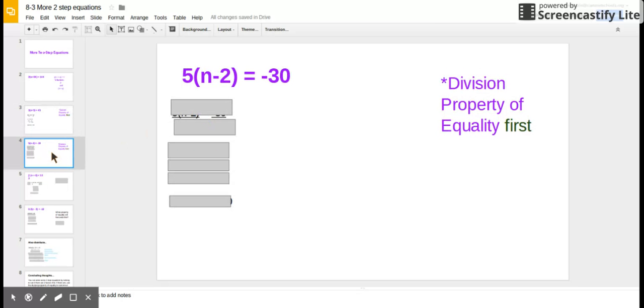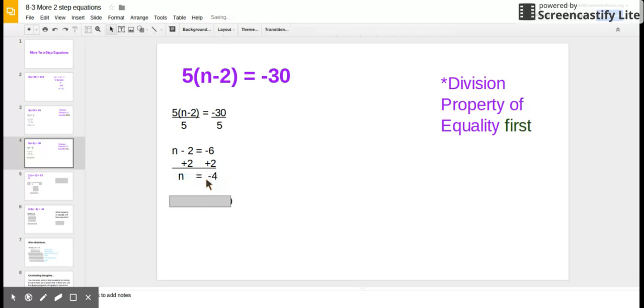Let's try here. I have 5 parentheses n minus 2 equals negative 30. Same thing. I have a 5, this is one factor, and I have this n minus 2, the second factor. So the first thing I could do with this is divide both sides by 5. That allows me to cancel these 5's out, and then I'm left with n minus 2 on my left, and negative 30 divided by 5 is negative 6. Then you add 2 on both sides, just like you normally would, and negative 6 plus 2 is negative 4. And then you just check your work.